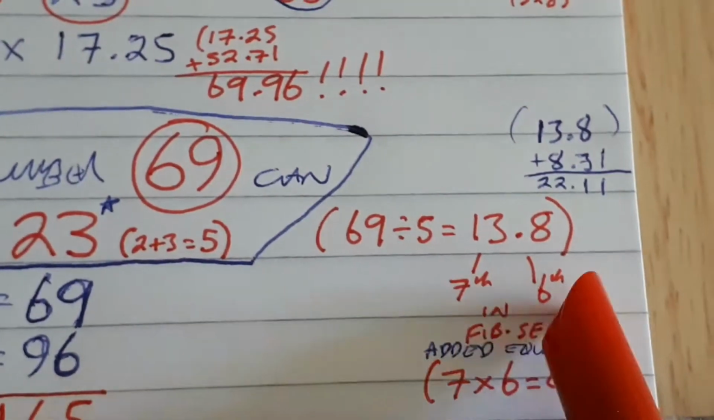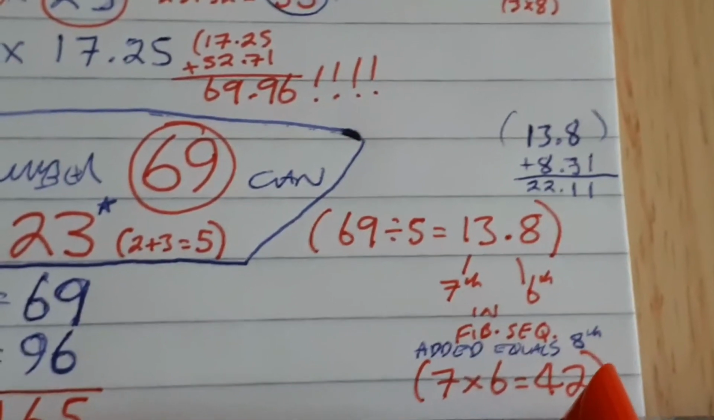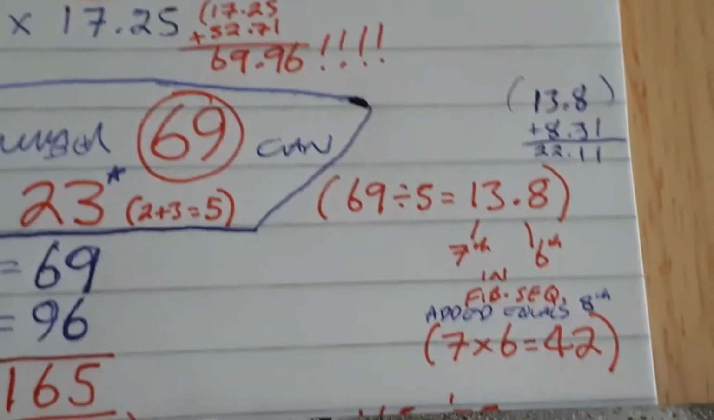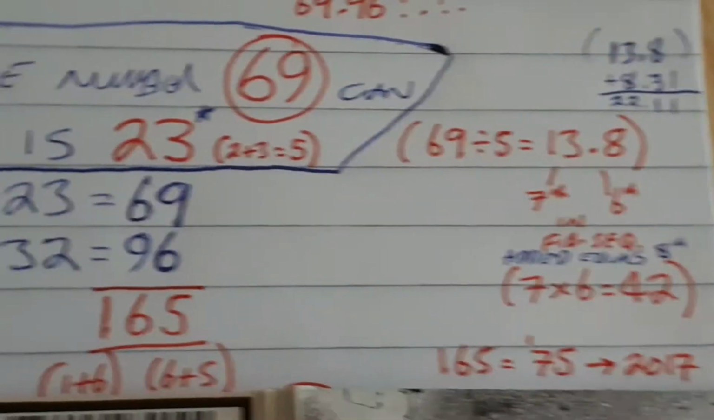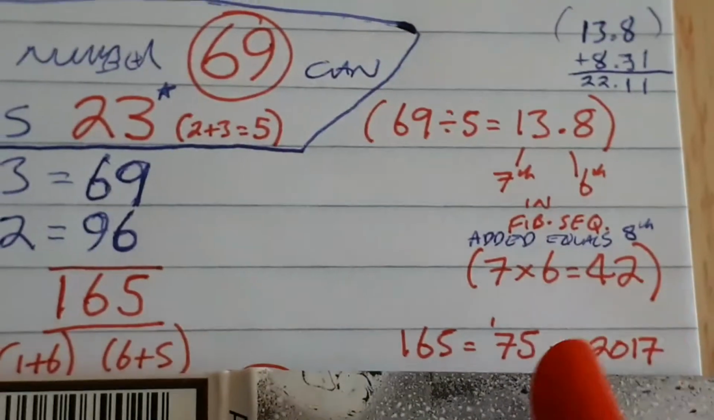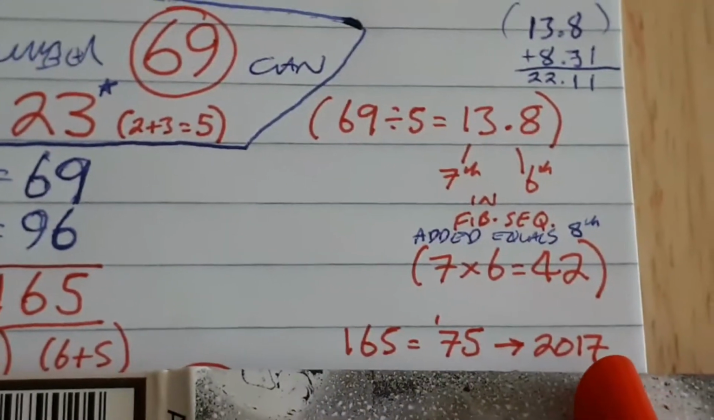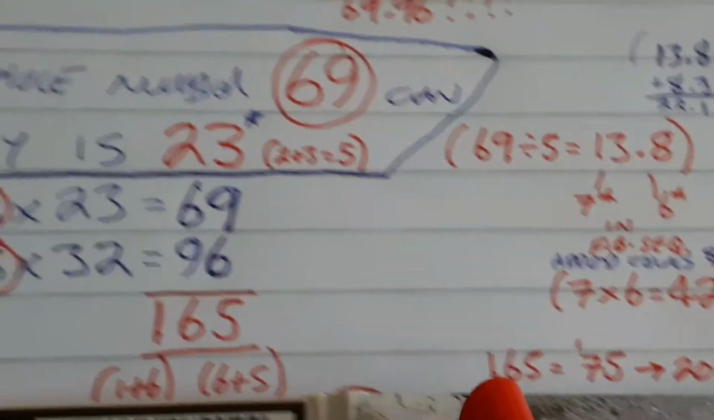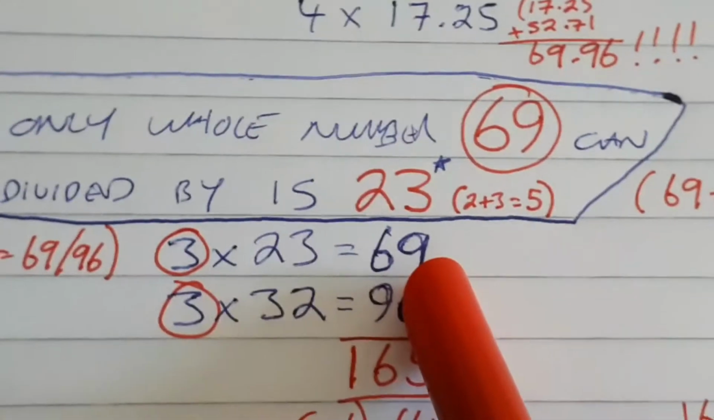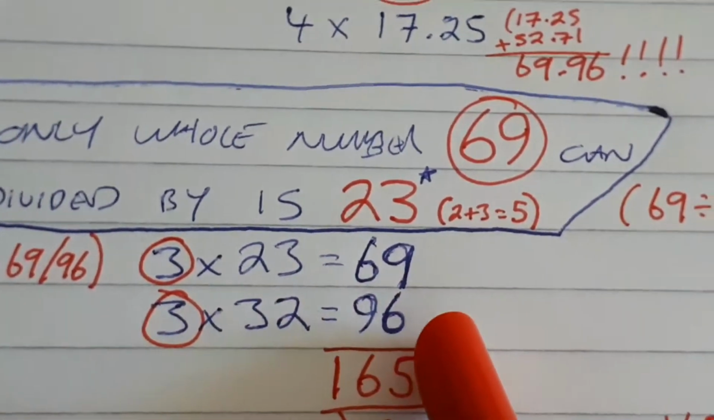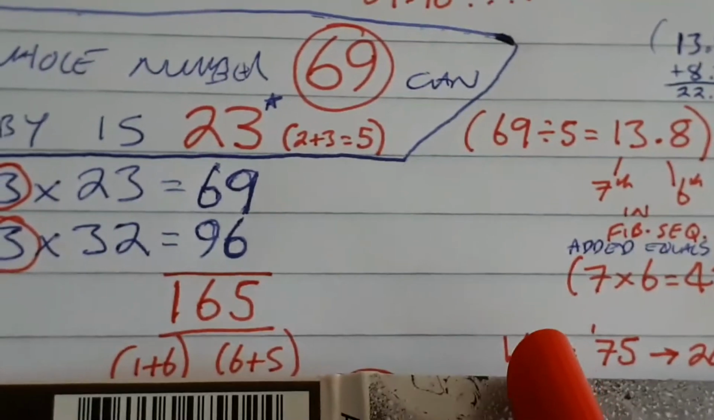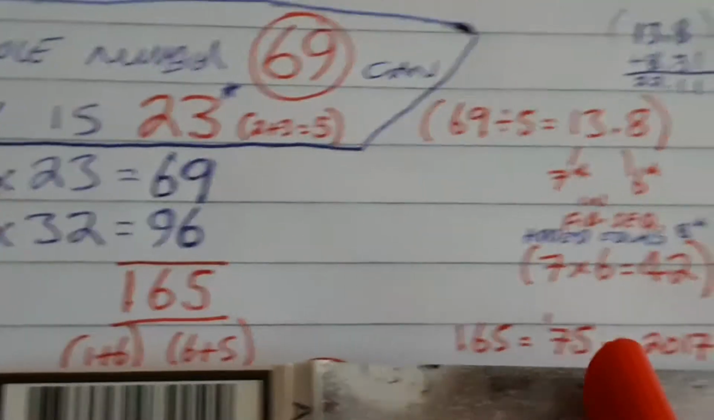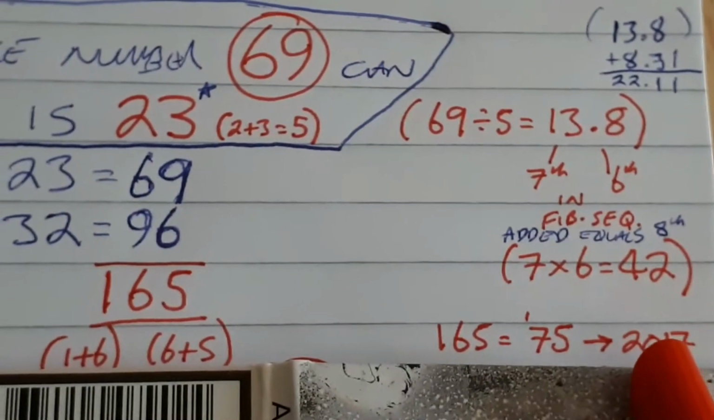Also 7 times 6 is 42. 42 is basically 42 years since 1975 is 2017. Let me just show you how we get to 75. 69 plus 96 is 165. 165, 1 plus 6 is the 7 and the 5, 75, 1975.